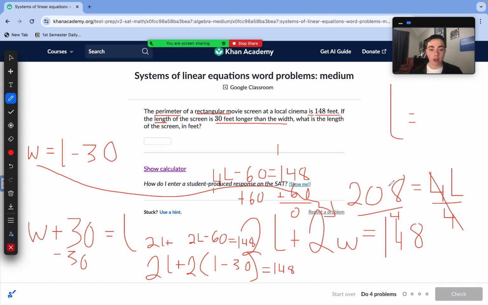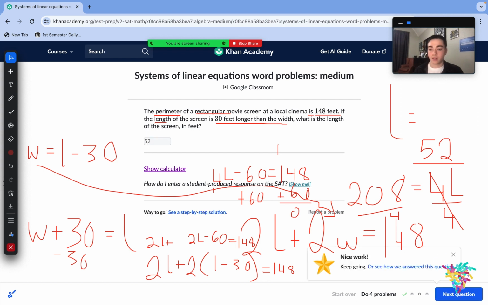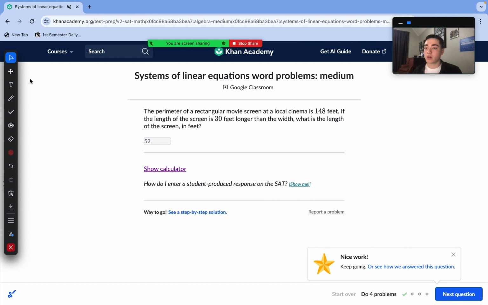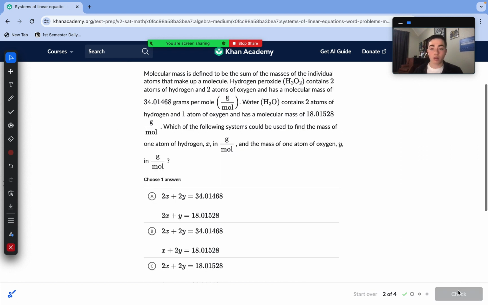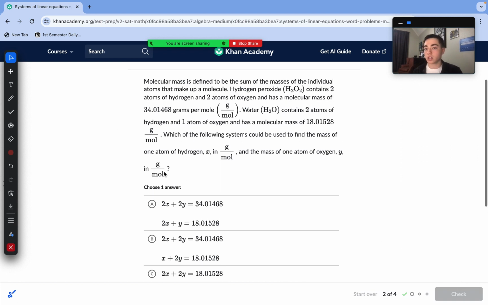So we divide each side by 4, and then 208 divided by 4 is 52. So the length of our rectangular movie screen is 52 feet, which is our answer, 52. That was a lot of work, but I hope that you guys could follow how we solved that one. On to our next question.